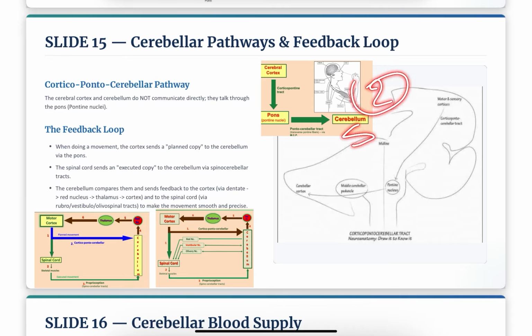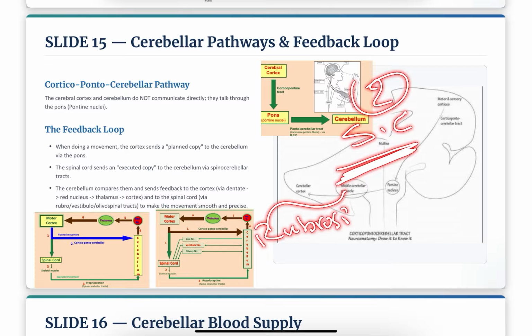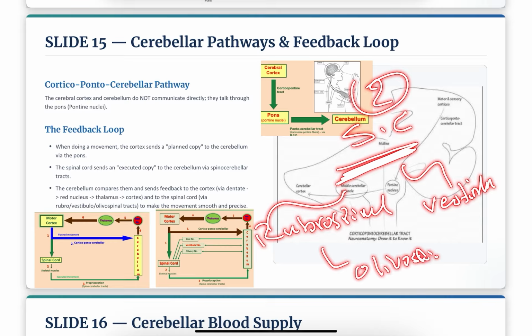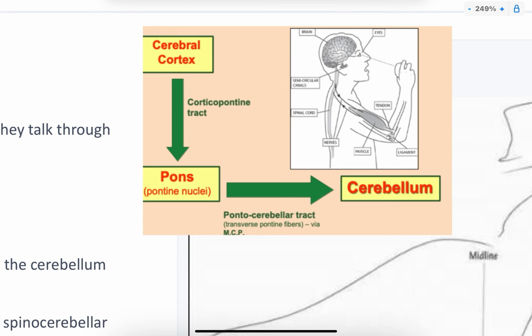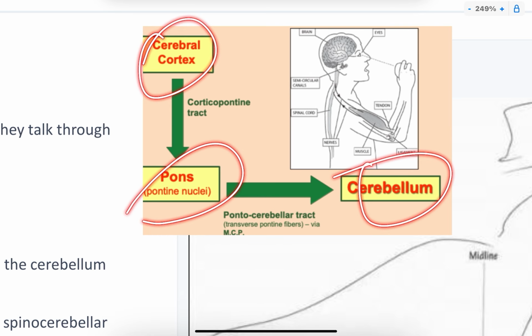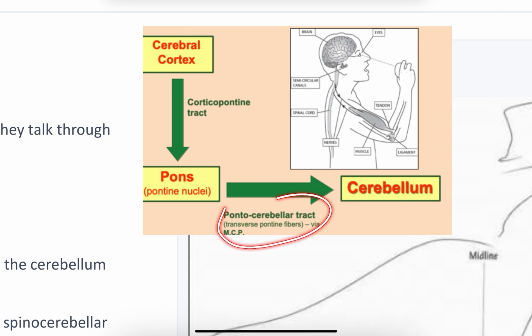Then it will send back to the spinal cord through the rubrospinal tract, the vestibulospinal tract, and the olivospinal tract. So the overall purpose is to correct errors and make the movement smooth, coordinated, and precise. Okay? So again, the cerebral cortex to the cerebellum through the pons, through the corticopontine tract and the pontocerebellar tract.